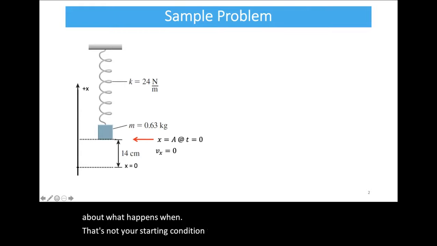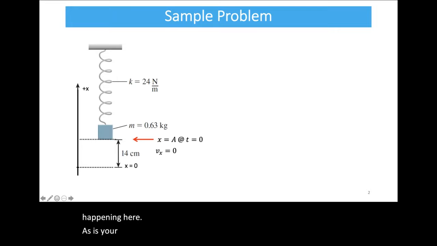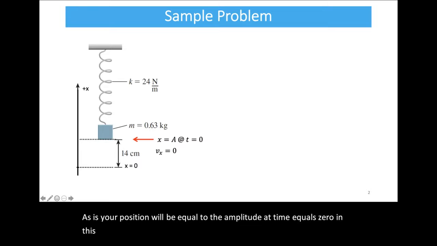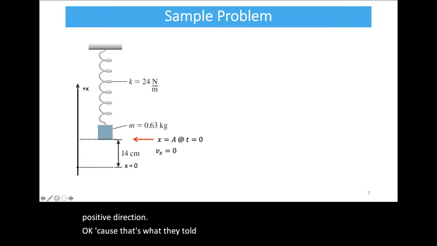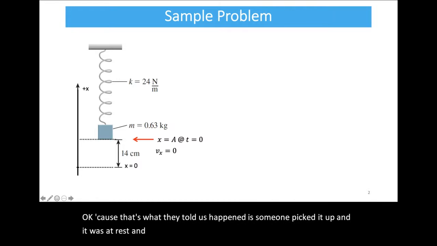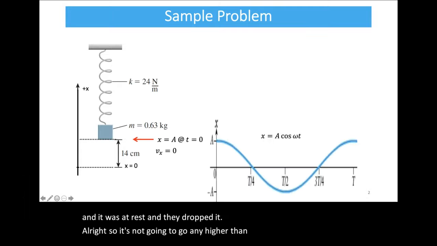So the idea is that basically your position will be equal to the amplitude at time equals 0 in this case, and the object was starting at rest, so that means it's at the peak of its motion, where x is equal to the maximum it can be in the positive direction. That's what they told us happened: someone picked it up and it was at rest and they dropped it. So it's not going to go any higher than that later on.